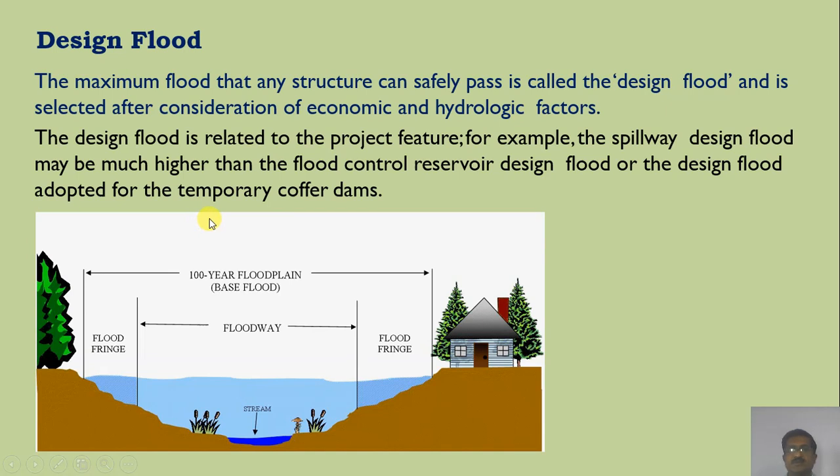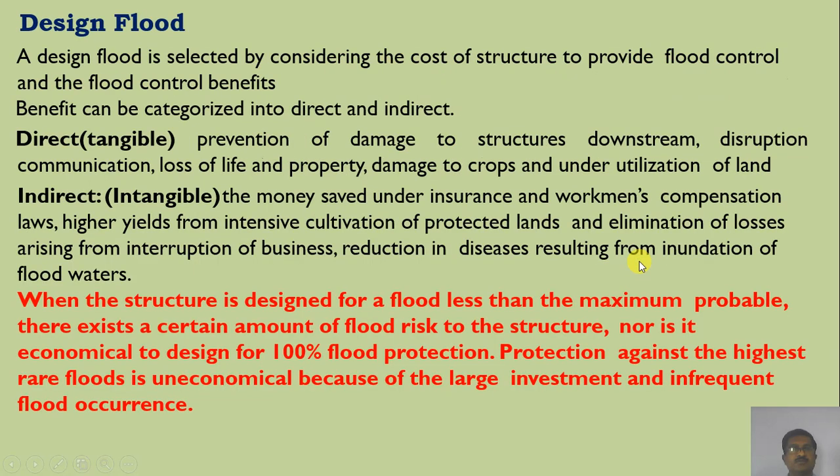Now you can see in the figure the 100-year flood plain has been shown here, the base flood, and the floodway is also mentioned in the figure. So accordingly these constructions have been carried out, right? And depending upon the record, these flood lines are also known. Now, a design flood is selected by considering the cost of structure to provide flood control and flood control benefits.